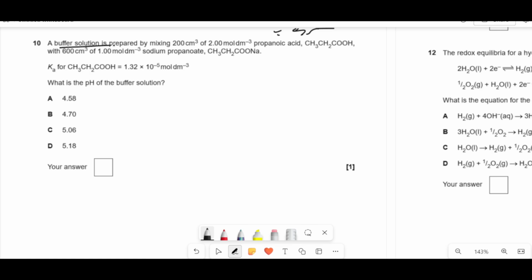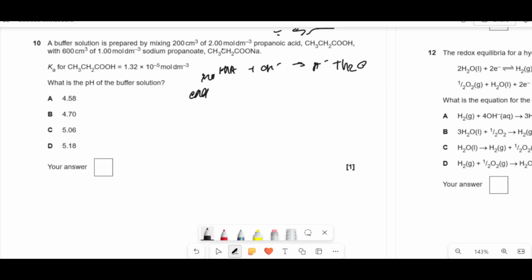B. A buffer solution is prepared by mixing this much propanoic acid and this much sodium propanoate. What is the pH of this buffer? So, real quick, every time I do an acid-base question, I always just write HA plus OH minus makes A minus plus H2O, right? And then I'll do an initial and then an end. Because usually I do questions where it's a weak acid plus a base, and then you get this and that, right? So a buffer is always made of a weak acid mixed with its salt.